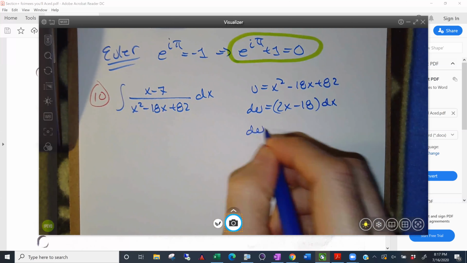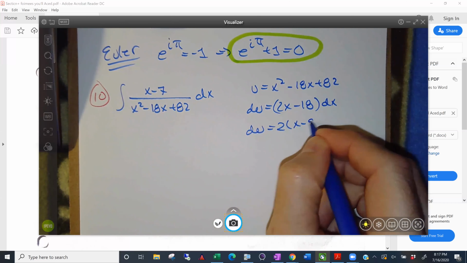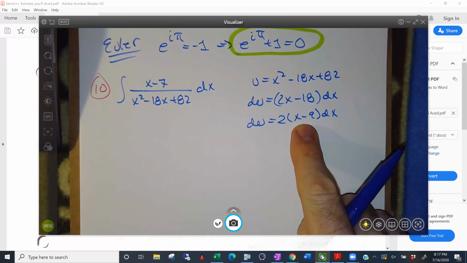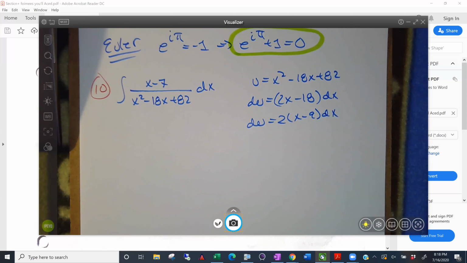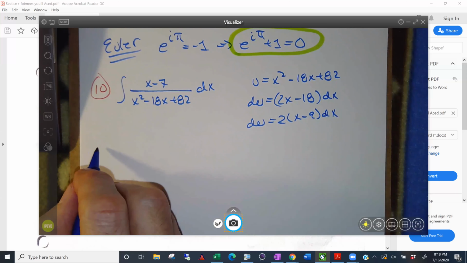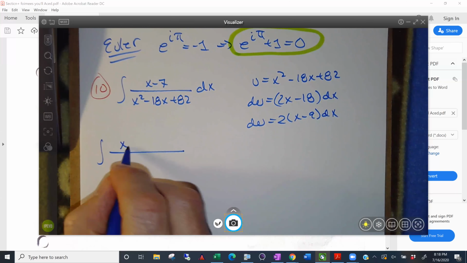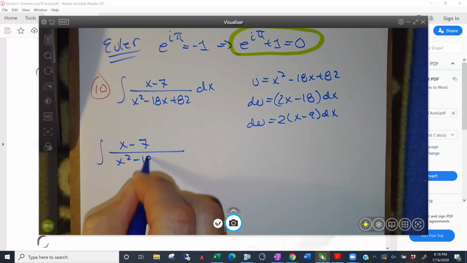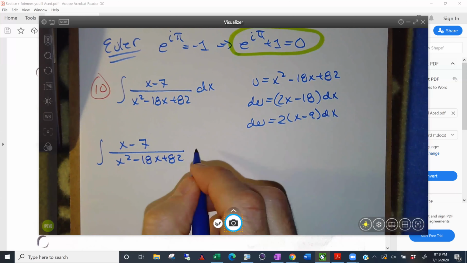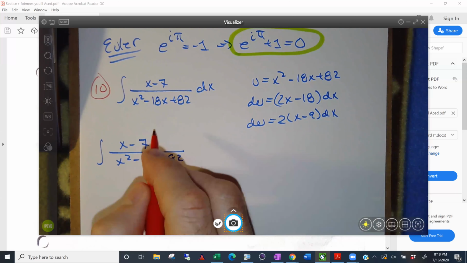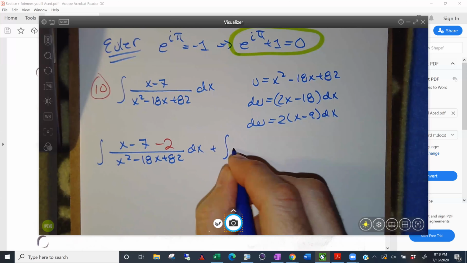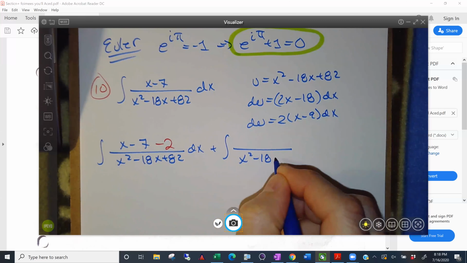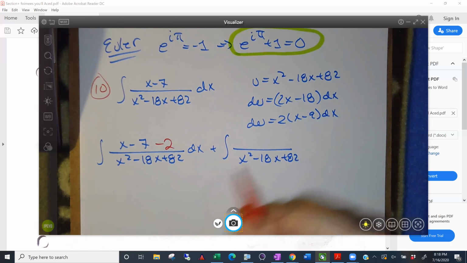And I'll notice that I can factor out a 2 here. Then I've got an x minus 9 term, but here I've got an x minus 7. So I'm close, I'm not quite there. So here's what I'll do. I'm going to subtract 2 from that numerator term. I can't just subtract 2 and not adjust for it in some way. So the way I'll adjust for it is over a similar thing here by adding 2.